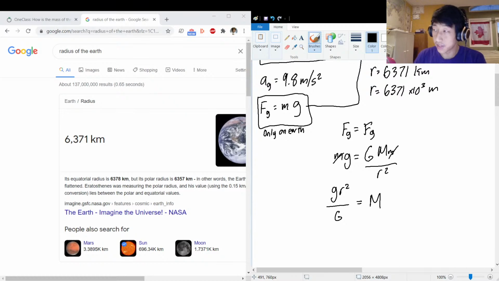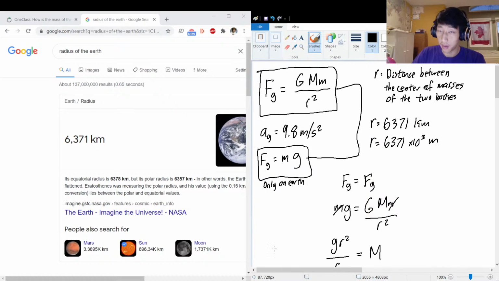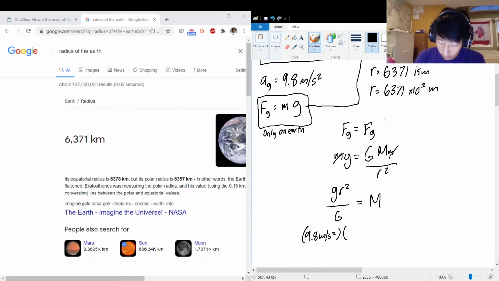We know g, that's the acceleration due to gravity here on Earth. We know that that is 9.8 meters per second squared. We know R, that's the radius of the Earth. The distance between my center of mass and the center of mass of the Earth is the radius of the Earth. And we know that that is 6,371 times 10 to the 3 meters. That whole thing is squared.